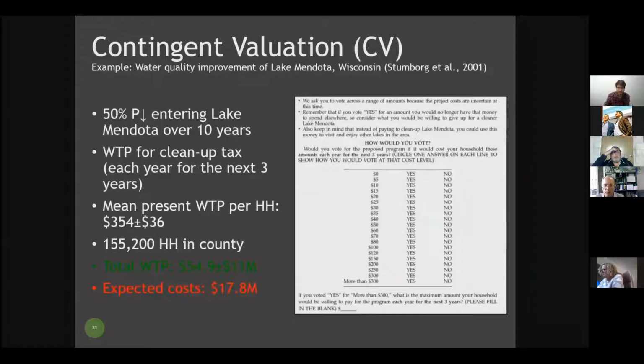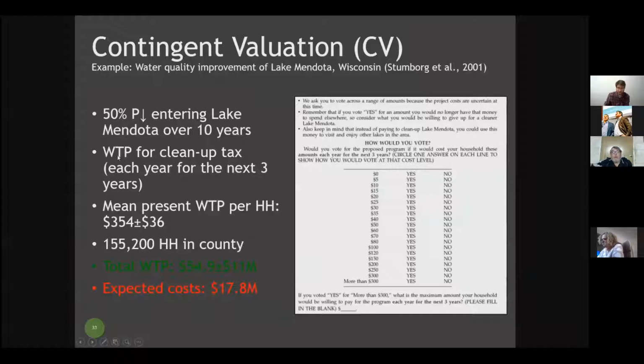Wisconsin. And you can see the way they constructed their contingent valuation scenario. This lake had a pollution problem with phosphorus. And the idea was, okay, how much would you be willing to pay to reduce the amount of phosphorus entering the lake by 50% over 10 years? Obviously cleaning up has a cost, and to cover this cost, you might need to pay a certain amount each year over the next 3 years. So respondents were shown this sort of card, and they picked the amount that they might be ready to pay.